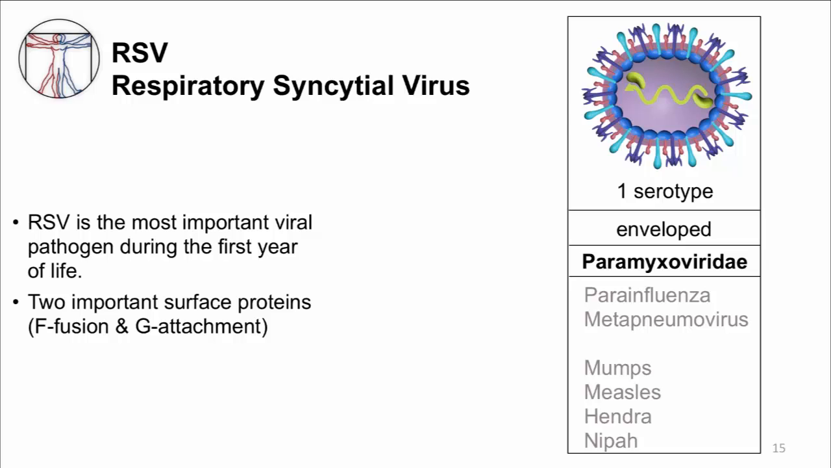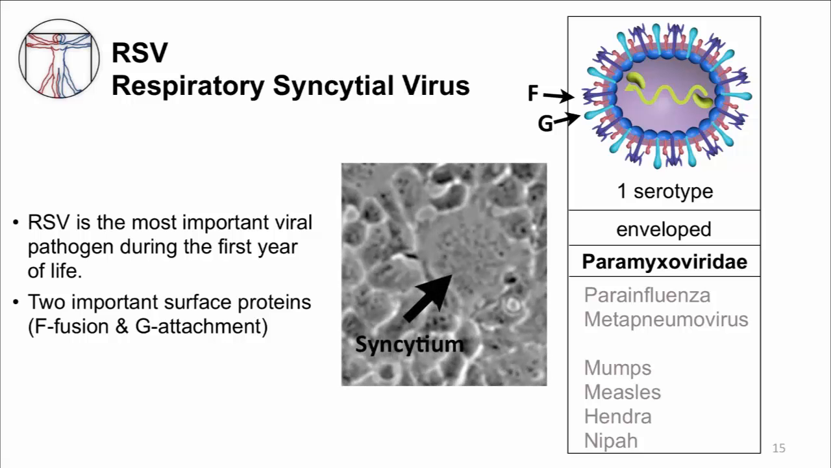RSV has two important proteins. You can see them sticking out of the capsid in the cartoon drawing. Both of these proteins are important in eliciting neutralizing antibody. The G protein is for attaching the virus to the host cell receptor, although the actual receptor is not known. The F protein is important for fusing the viral envelope to the membrane of the respiratory epithelial cell. In cell culture, the F protein fuses cells together, forming a syncytium. This is where RSV got its name, respiratory syncytial virus. Syncytium formation is a cell culture phenomenon.